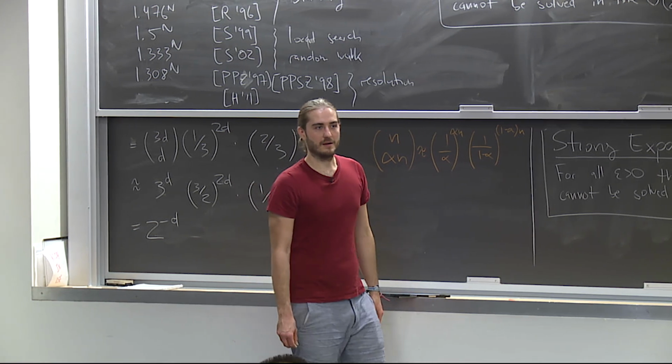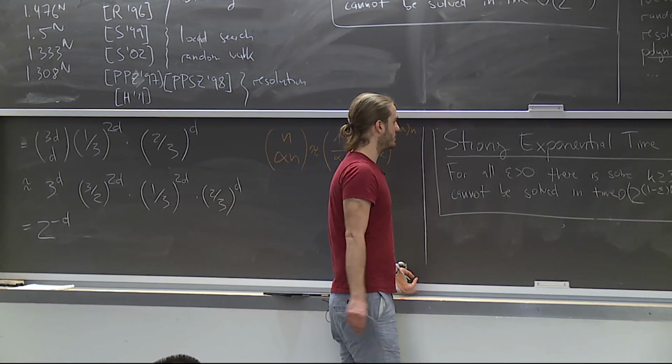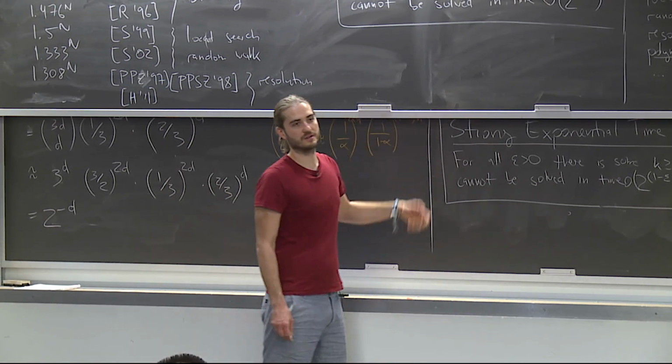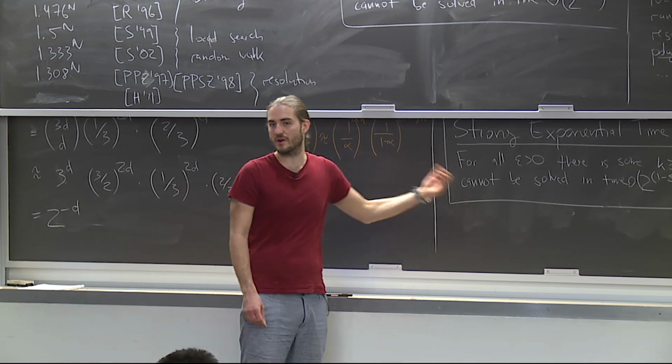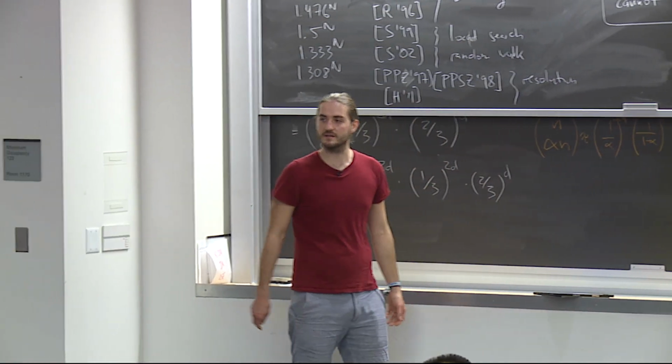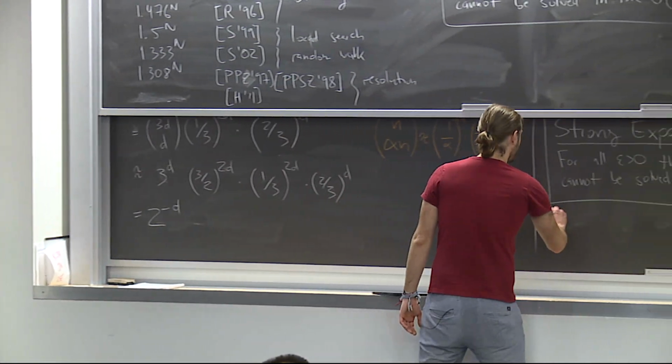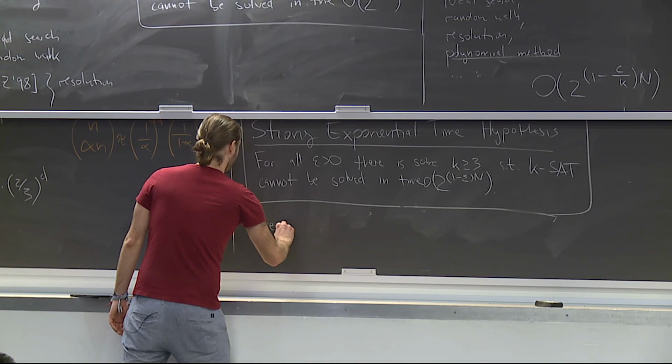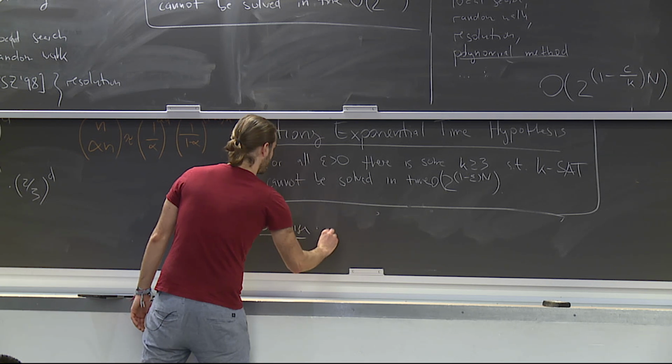I'll give you some minutes to digest it, but let me note that the name strong exponential time hypothesis suggests that it should be a stronger hypothesis than the exponential time hypothesis, right? SETH should imply ETH. And that is in fact true, though not easy to see. So we put it as a bonus exercise.